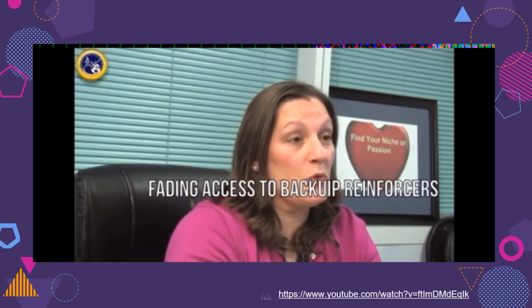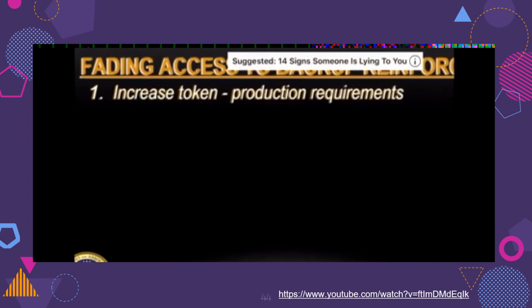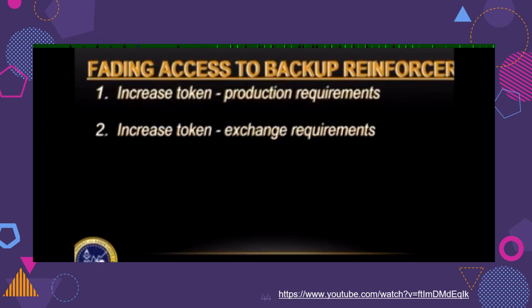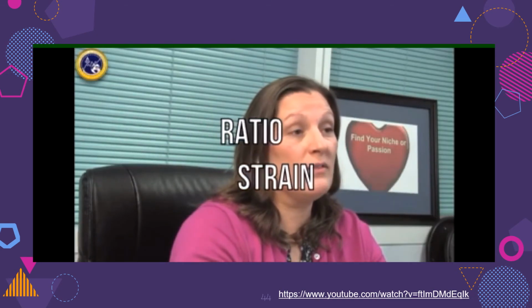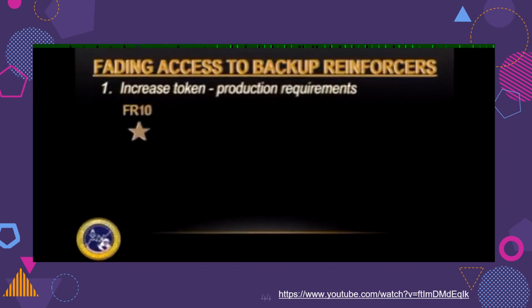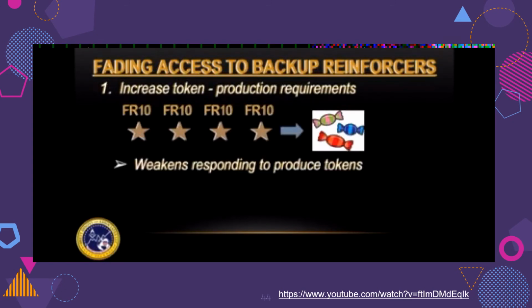Fading access to the backup reinforcers can occur in two ways. One is to increase the token production requirements, and the other one is to increase the exchange production requirements. And both of these alternates have some limitations. Increasing token production requirements can result in effects such as ratio strain. So previously, an individual would complete one task and earn a token. And when you increase the token production requirement, they now have to complete 4 or 5 demands to access the token, which can weaken responding to produce the token.